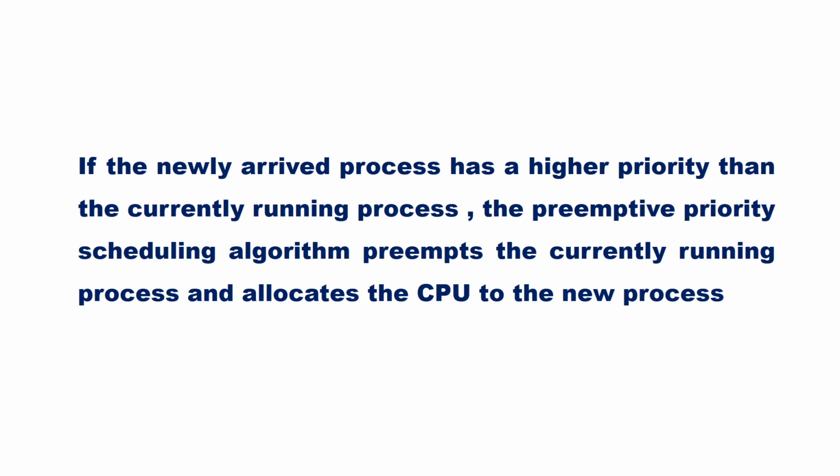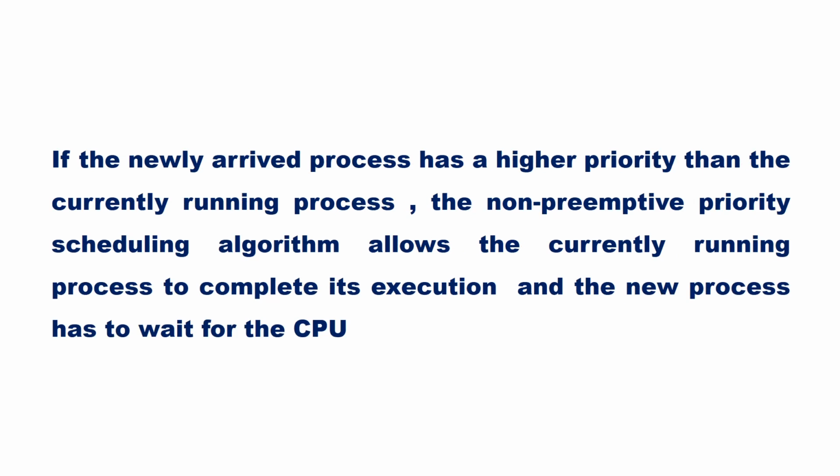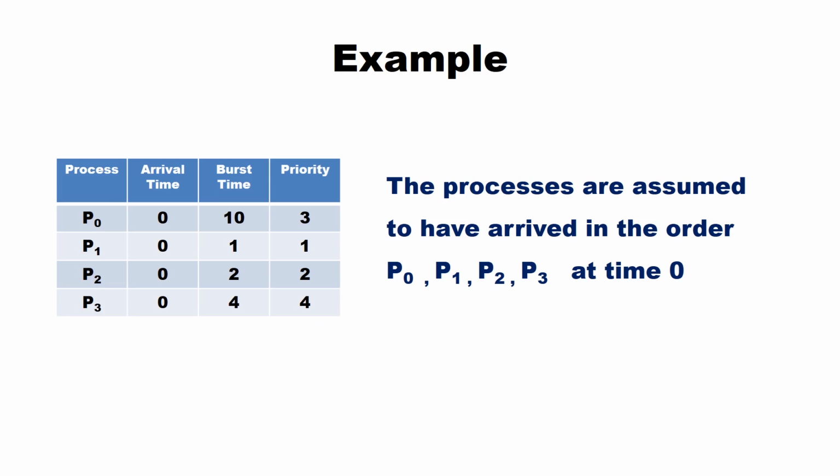If the newly arrived process has a higher priority than the currently running process, the preemptive priority scheduling algorithm preempts the currently running process and allocates the CPU to the new process. On the other hand, if the newly arrived process has a higher priority than the currently running process, the non-preemptive priority scheduling algorithm allows the currently running process to complete its execution and the new process has to wait for the CPU. Consider the same set of processes arrived at time 0.